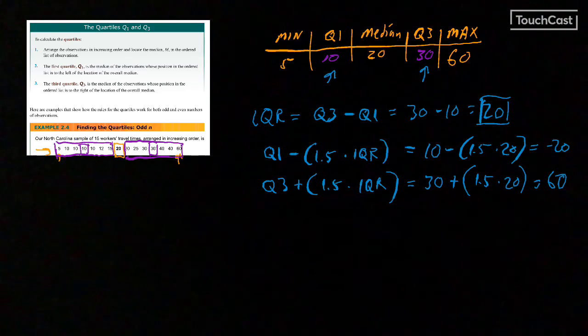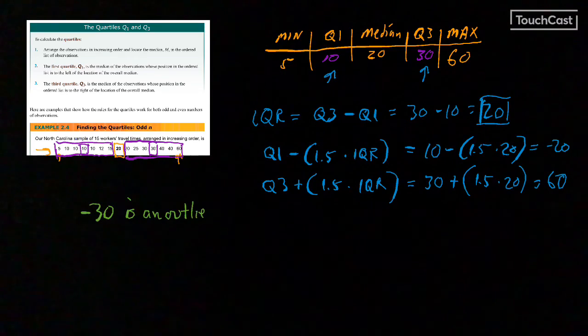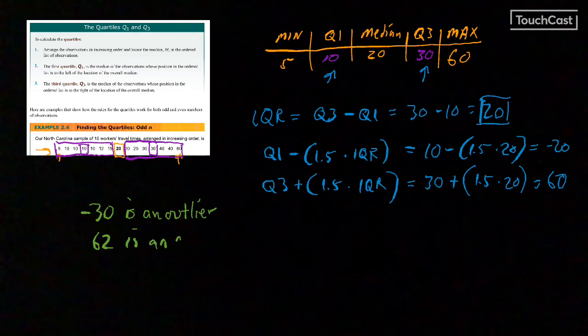So what this is telling me is that if I have values that are less than negative 20 or greater than 60, I can consider those to be outliers. So, for example, negative 30 is an outlier based on the calculations that we have figured out here. 62 is an outlier.